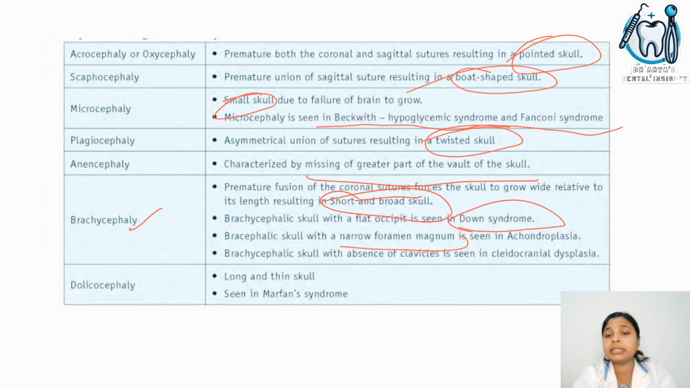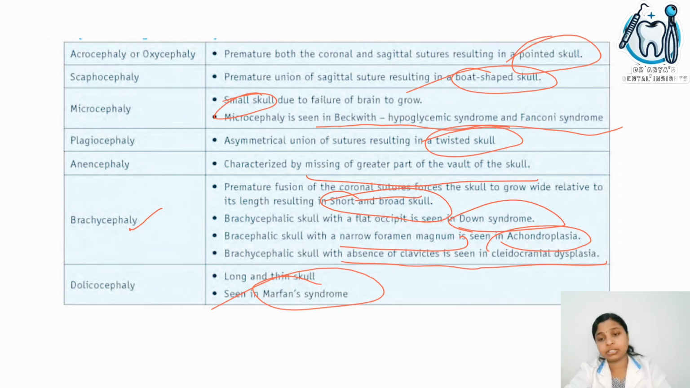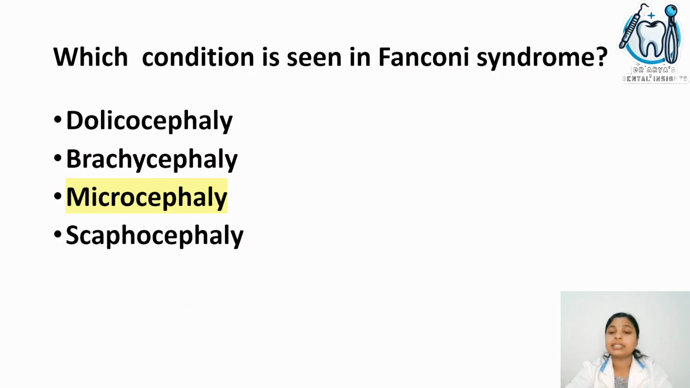Narrow foramen magnum is seen in achondroplasia. And absence of clavicles is seen in cleidocranial dysplasia. And then dolichocephaly, here it is long and thin skull, which is seen in Marfan syndrome. So these are the various conditions: acrocephaly, scaphocephaly, microcephaly, plagiocephaly, anencephaly, brachycephaly, and dolichocephaly. Each one is very, very important. So what is the answer? In Fanconi syndrome, it is microcephaly.